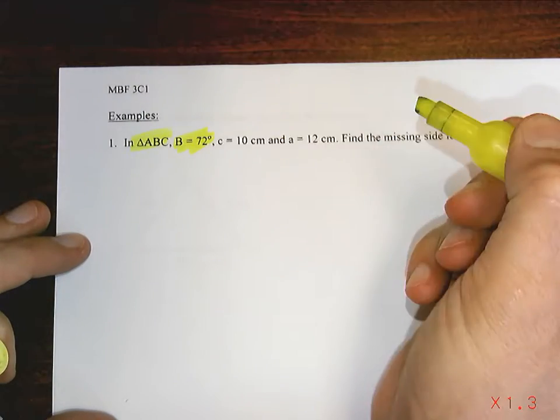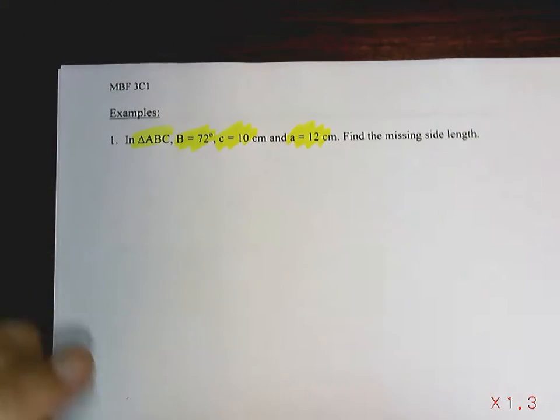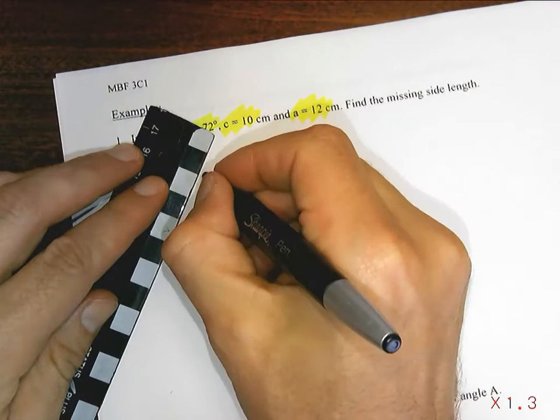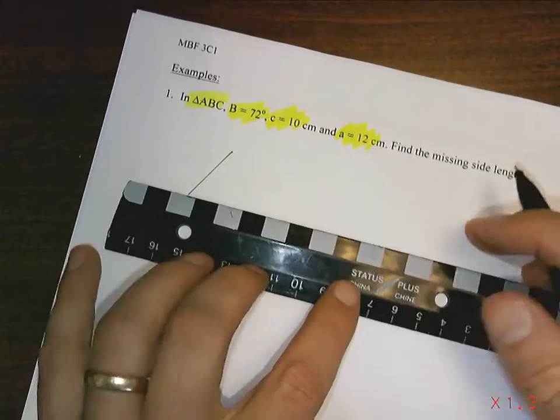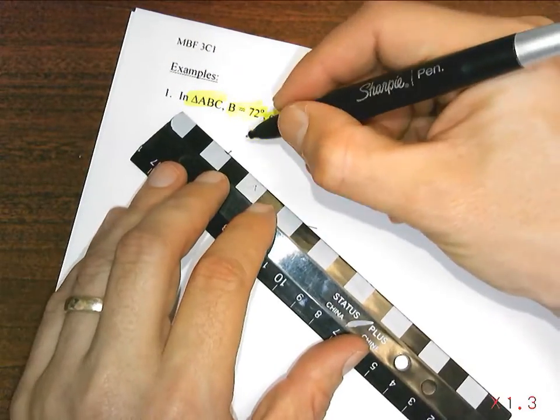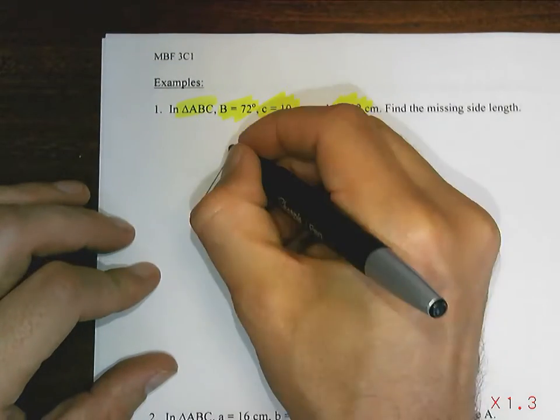They're telling us that B is 72, C is 10, and A is 12. So we're going to take that information and we're going to put it in. Don't make any special type of triangle. Don't make a right triangle because that will lead us to use SOHCAHTOA, which would be wrong. So I'm going to set this up. I'm going to call it ABC.